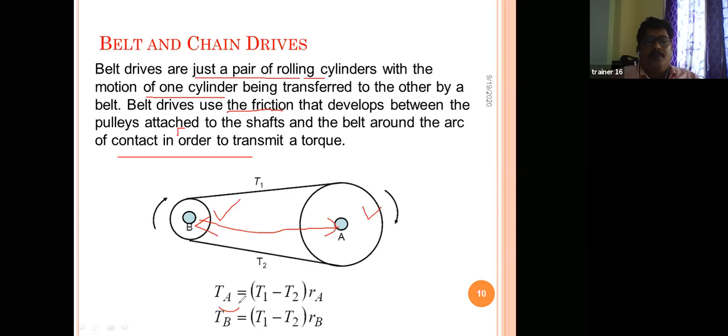If you observe clearly, this is nothing but a torque. The torque on pulley A is the difference of the tensions. That means the tension T1 on the tight side and the tension T2 on the slack side, multiplied by the radius of pulley A.